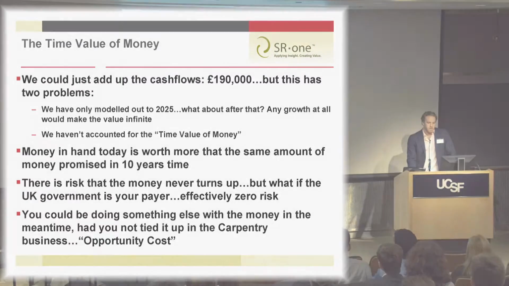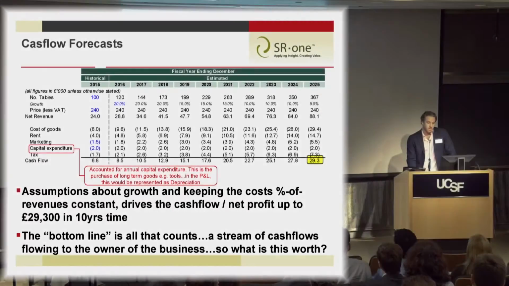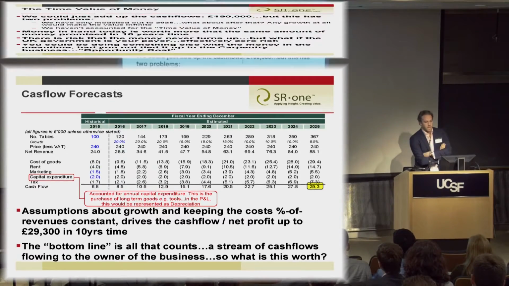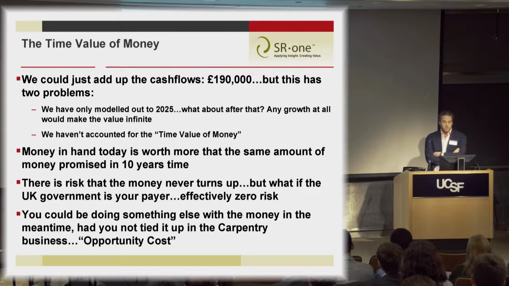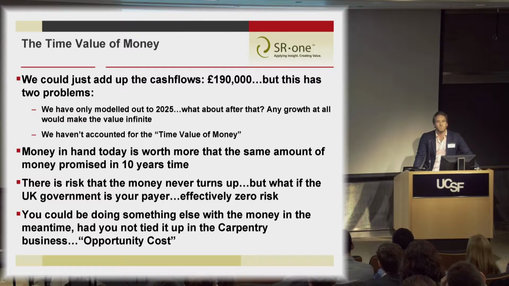Do we add up this line, the line of the assumed stream of cash flows? If we added them all up, you'd get to 190,000. So is that the value of the business? Well, it's not. There are two issues with it. The first is, we modeled it out to 2025, but whoever is running the company is not intending to close up shop in 2025. We always assume that these types of businesses are what we call a going concern, so they're going to continue, in theory, into infinity.